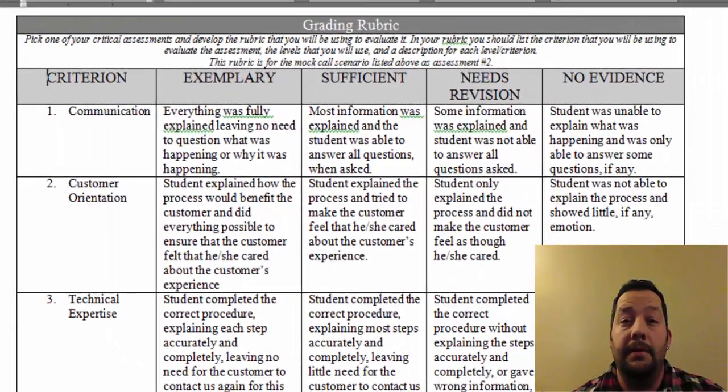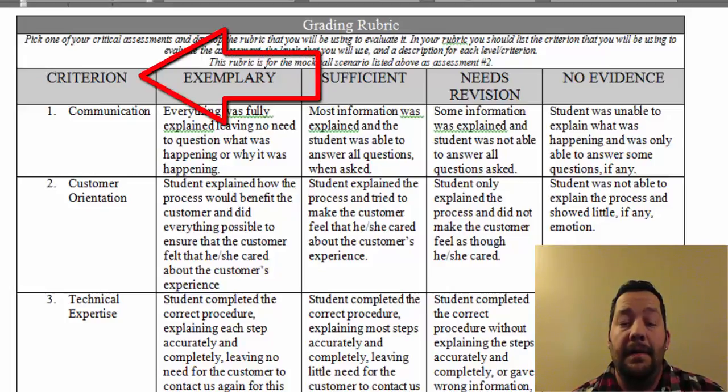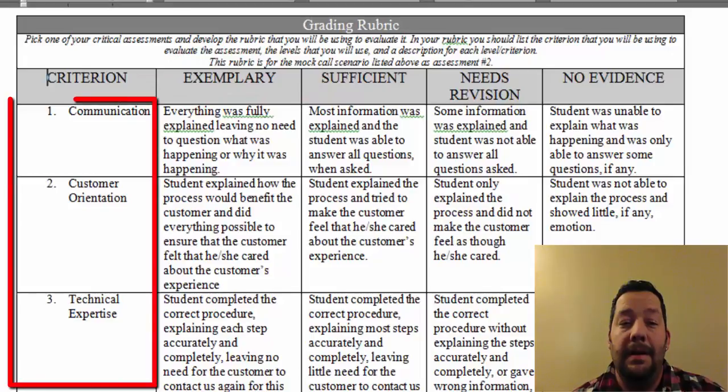Now let's take a look at our grading rubric. The grading rubric that I have chosen to do is for the mock phone calls that we will complete in class. So I have chosen to include the overarching competencies that we will be evaluating for understanding in this course. So first is communication, next is customer orientation, and finally is technical expertise.